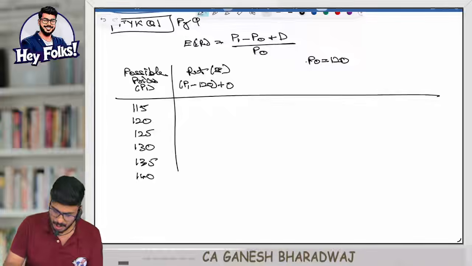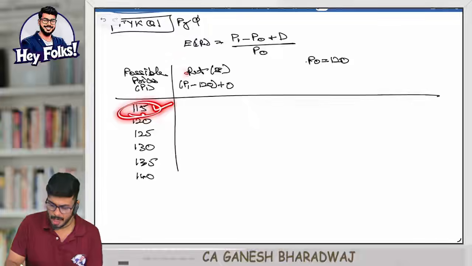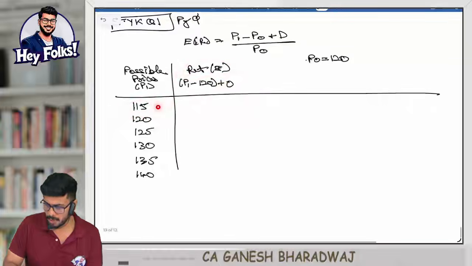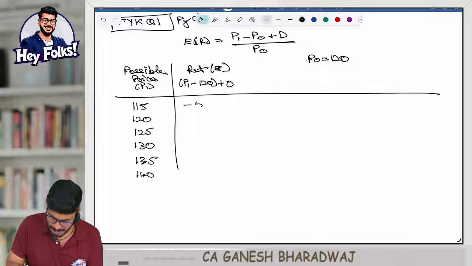Now tell me, how much is it in the first outcome? If my price is 115, how much will be my absolute return? 115 minus 120. How much is that? Minus 5. Second, 120 minus 120, 0. 125 minus 120, 5.